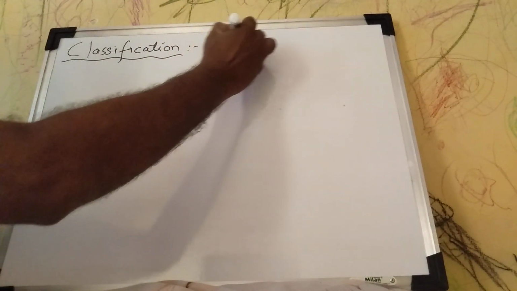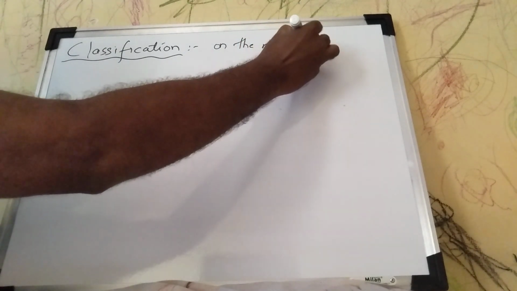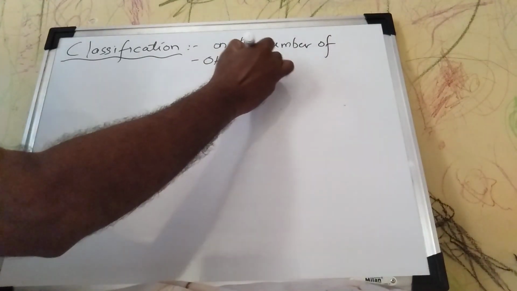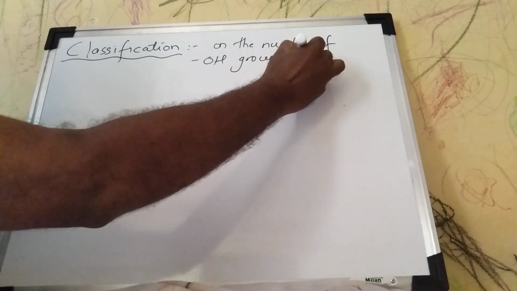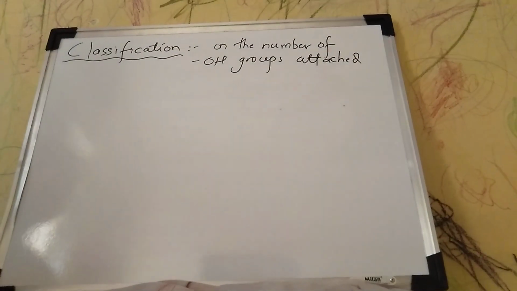Classification. Now, alcohols are classified based on the number of OH groups attached to the carbon atoms, right? It depends upon the number.